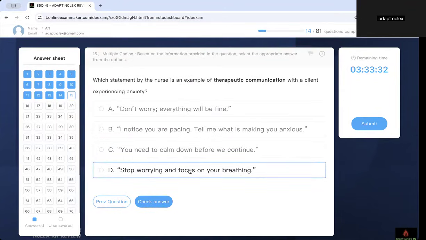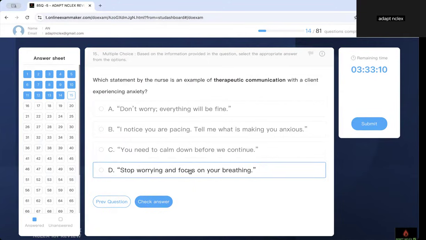Which statement by the nurse is an example of therapeutic communication with the client experiencing anxiety? Same strategy. Don't change it. Just because I changed it from schizophrenia to anxiety, stick with it. Same thing: ask for more and be therapeutic. Acknowledge their problem. "Don't worry, everything will be fine." What do you think?